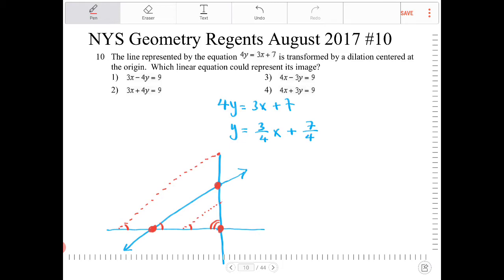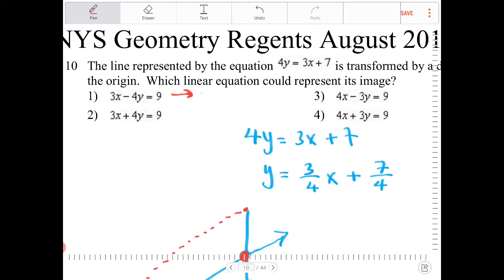So we're looking for, in the answer choices here, lines with the same slope as the line that's given. So let's take a look at which one of these will have the same slope. If I take option 1 here, and I subtract both sides by 3x, I get negative 4y is equal to negative 3x plus 9. And if I divide both sides by negative 4, I will end up with 3/4 x minus 9/4. And look at that, option 1 is my answer.